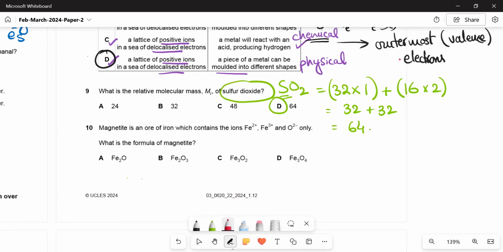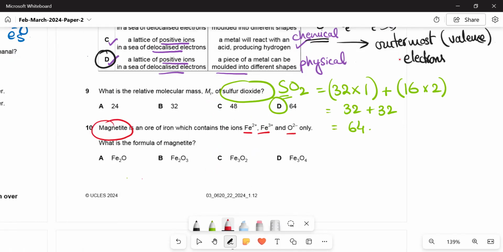Next, number 10. Magnetite is an ore of iron which contains Fe2+, Fe3+, and O2- only. What is the formula of magnetite? Now, how can we calculate the formula of magnetite? Magnetite is an ore. Just understand the question.